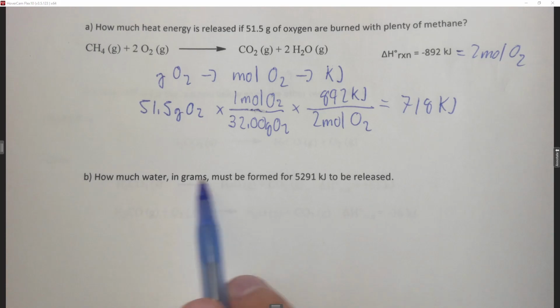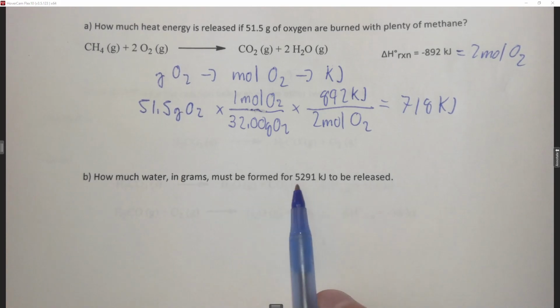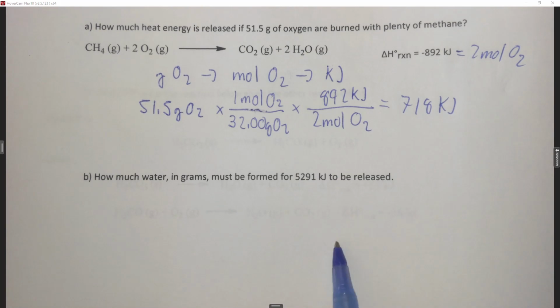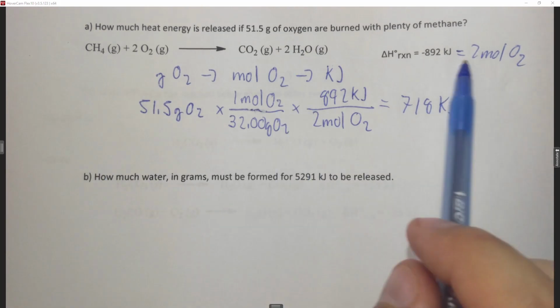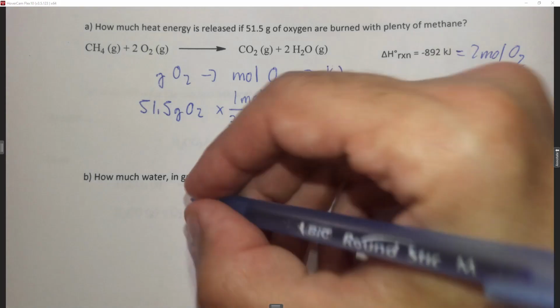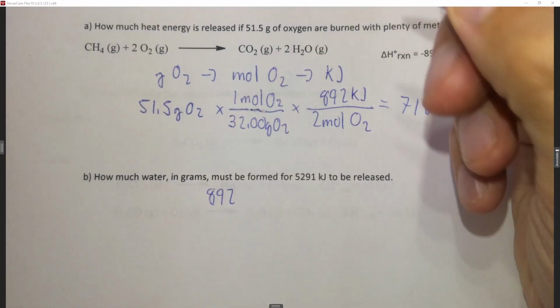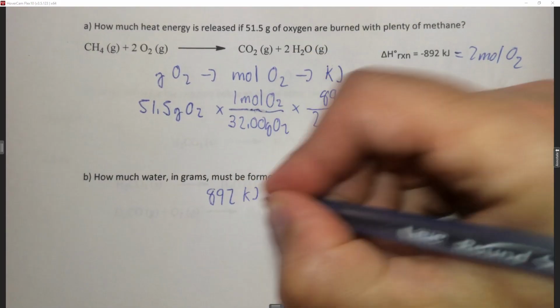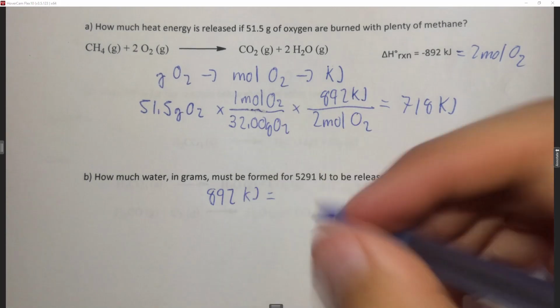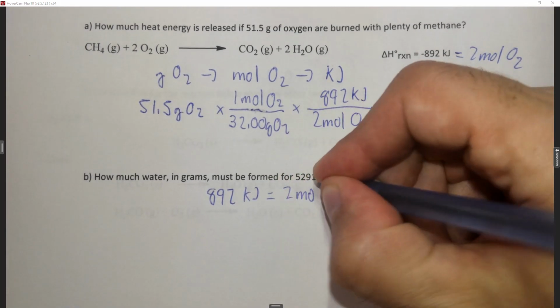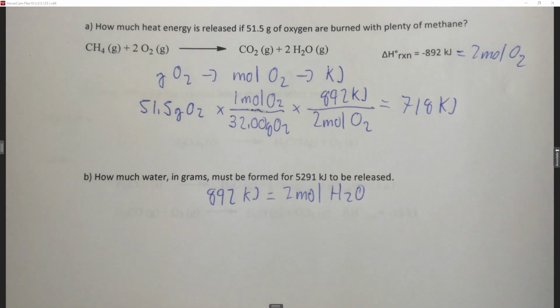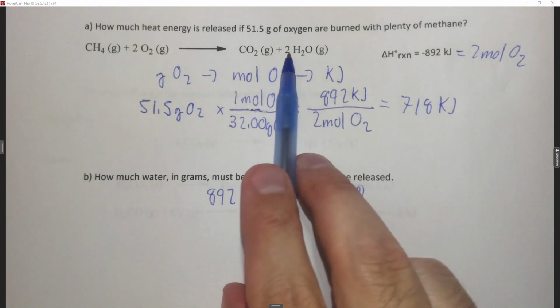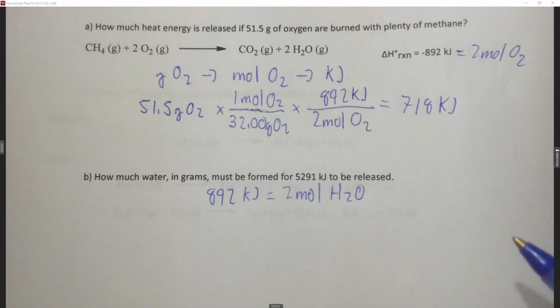The next question refers to the same reaction, but it's a completely different question. How much water in grams must be formed for 5,291 kilojoules to be released? Well, let's look at the reaction with respect to water. It turns out that water has the same stoichiometric coefficient, so 892 kilojoules is equal to 2 moles of water, just like oxygen.